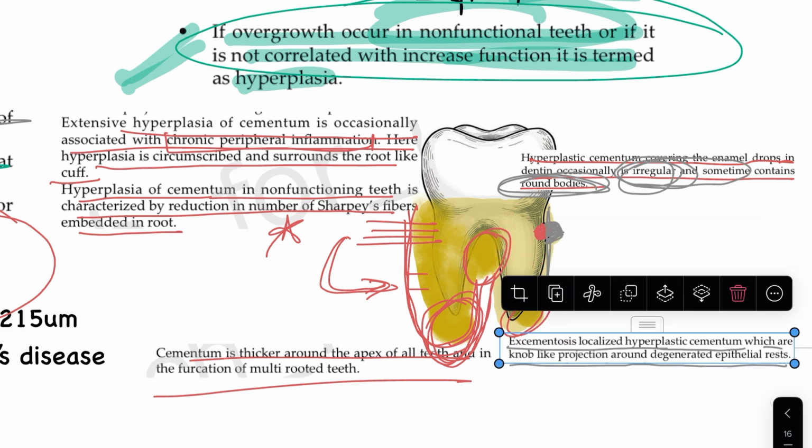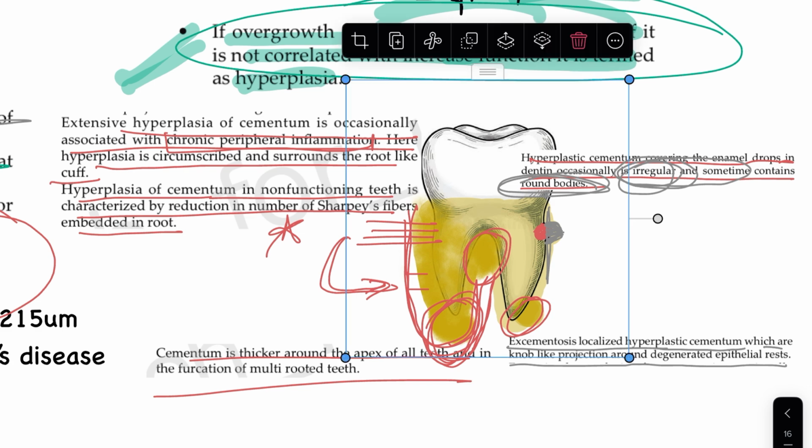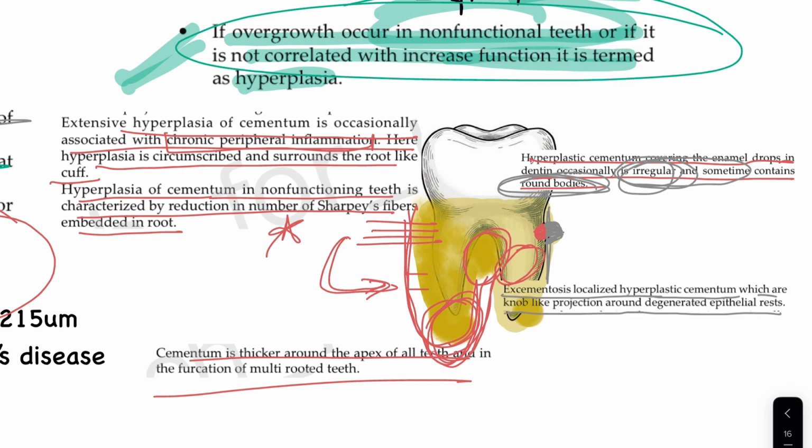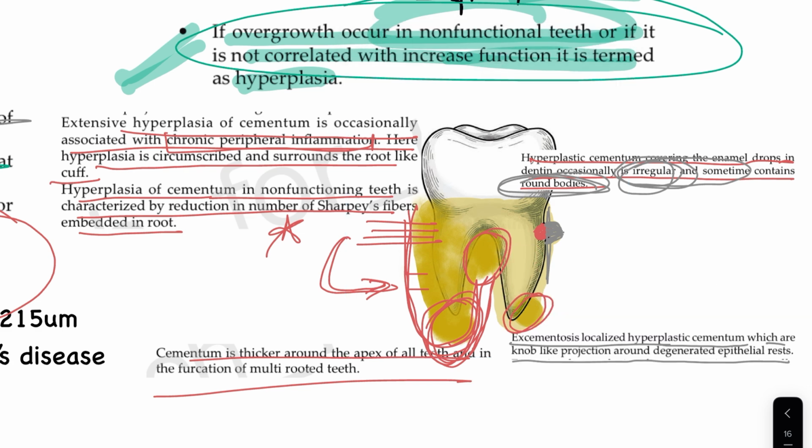You can see these are the types of cementum. So this is just excessive deposition of cementum. Excementosis is just excessive deposition of cementum without enamel drops, you can say. So I just have some excess cementum deposited over here. Why is it deposited over here?